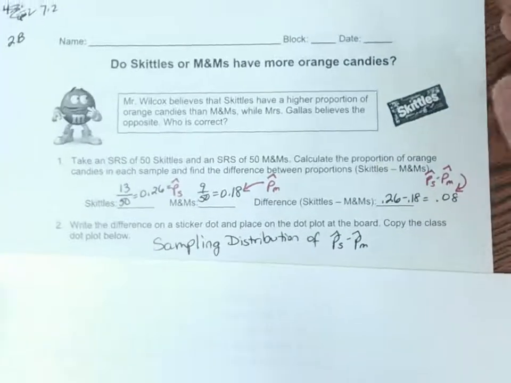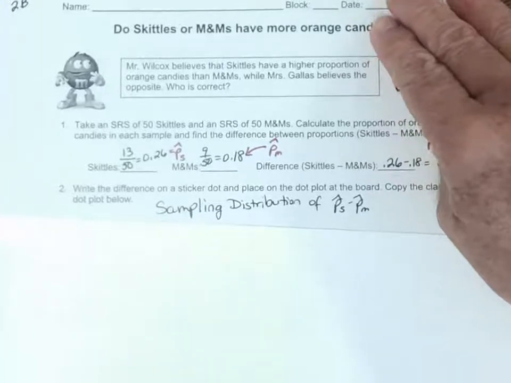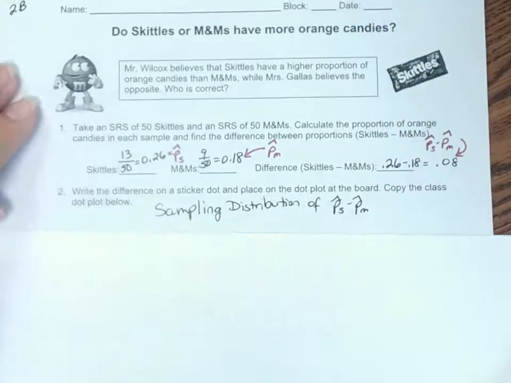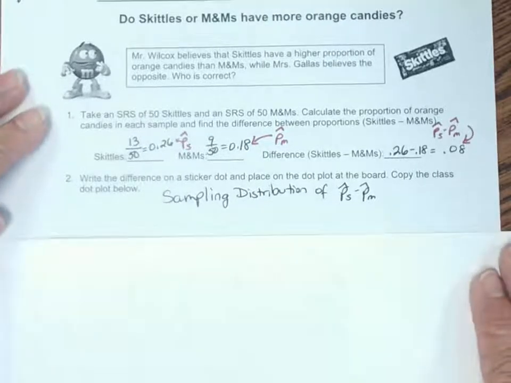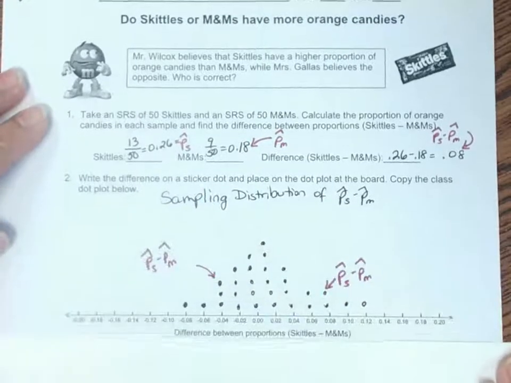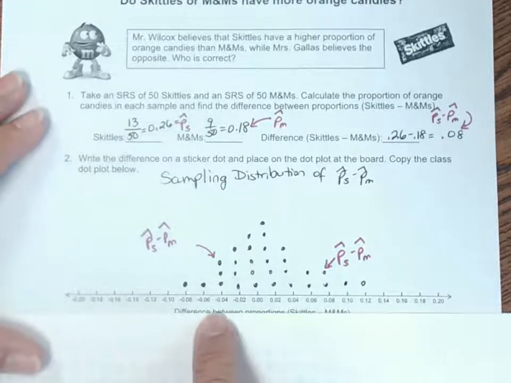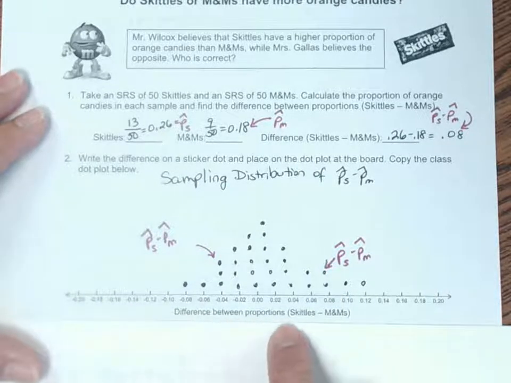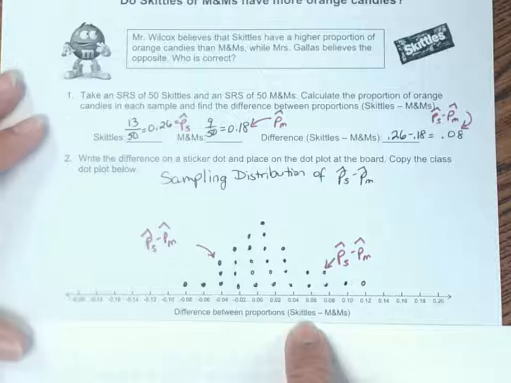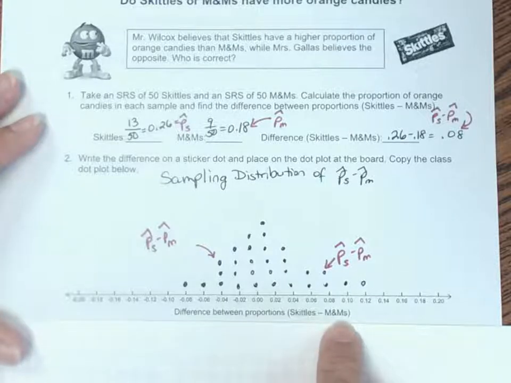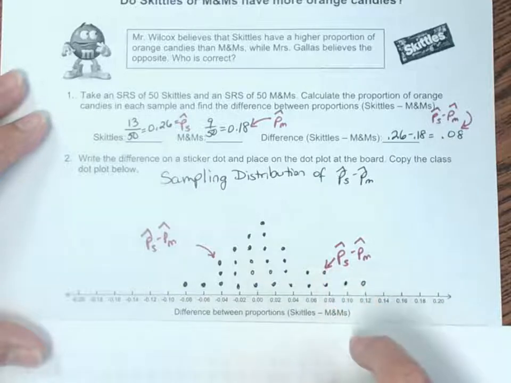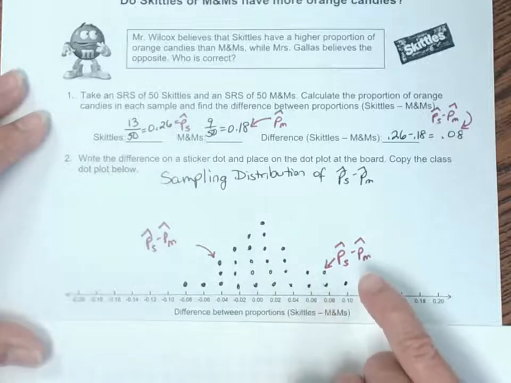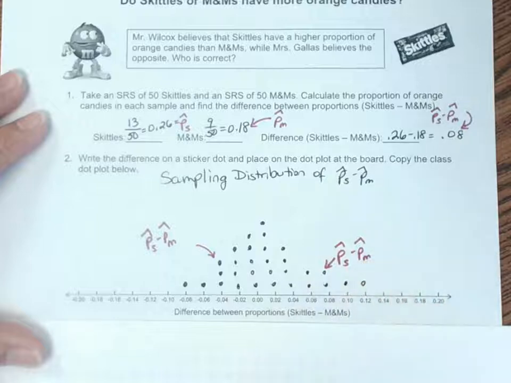And we want to create a dot plot now. And so since we're not in class, unfortunately, we are going to use the dot plot that I've created. So here is my scale. And again, remember this represents the difference in proportions, the proportion of orange candies in Skittles minus the proportion of orange candies in M&Ms. So each dot is the difference between two samples, one Skittles sample and one M&M sample, and the proportion of orange candies in each.